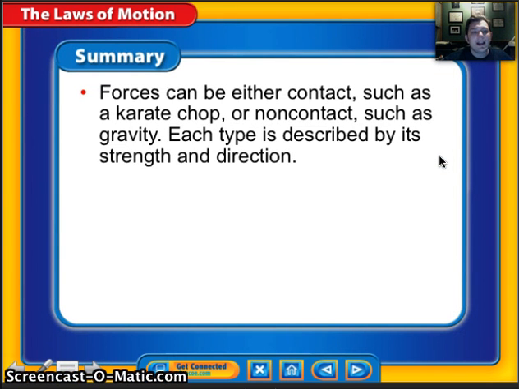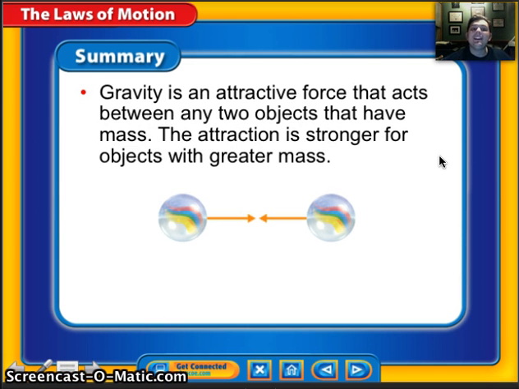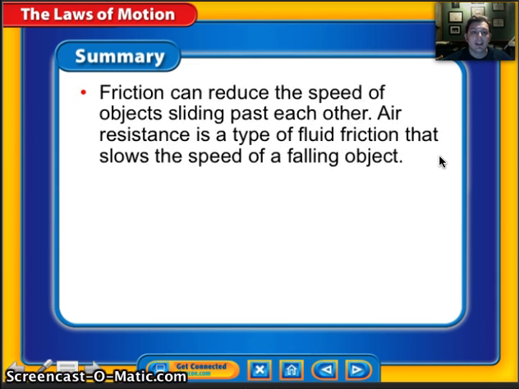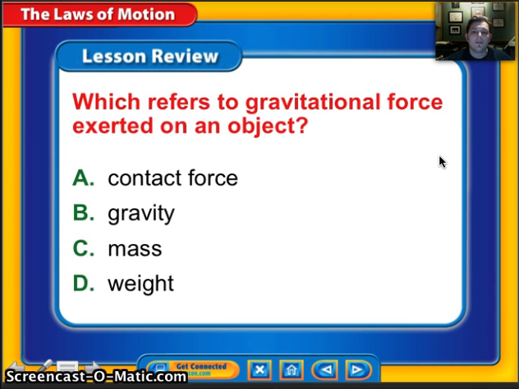So, our summary that you're going to write on the back of your sheet. Forces can be either contact, such as a karate chop, or non-contact, such as gravity, each described by its strength and direction. Gravity is an attractive force that acts between any two objects that have mass. The attraction is stronger for objects with greater mass. And friction can reduce the speed of objects sliding past each other. Air resistance is a type of fluid friction that slows the speed of a falling object, like I said about the asteroid. So let's go through our review.